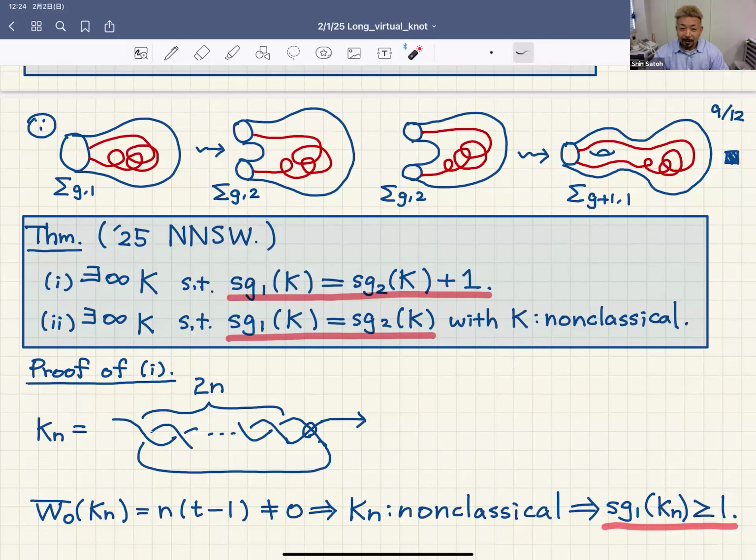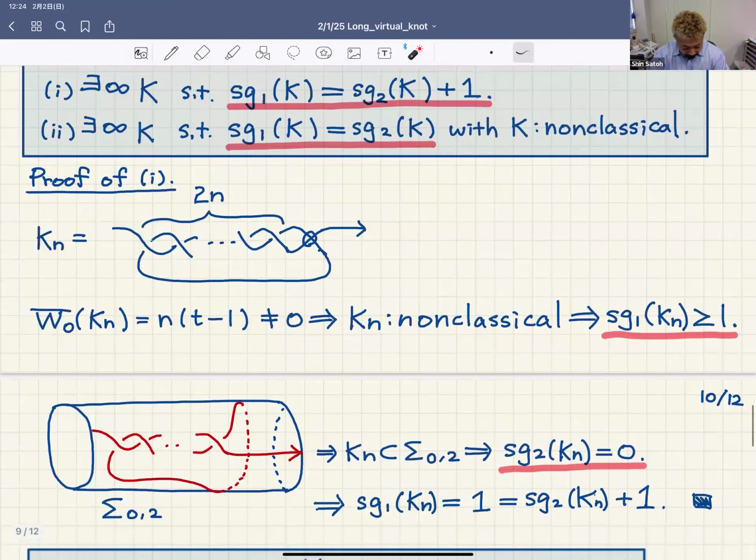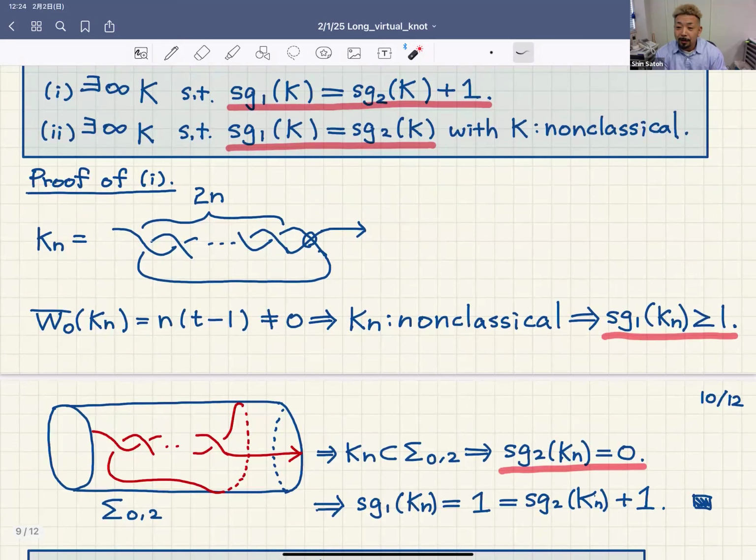Of course. On the other hand, Kn has a surface realization on the annulus, as shown in this figure. This implies that the two supporting genus of Kn is equal to 0, because the genus of the annulus is equal to 0. Therefore, we see that the one supporting genus is equal to 1 and the two supporting genus is equal to 0.